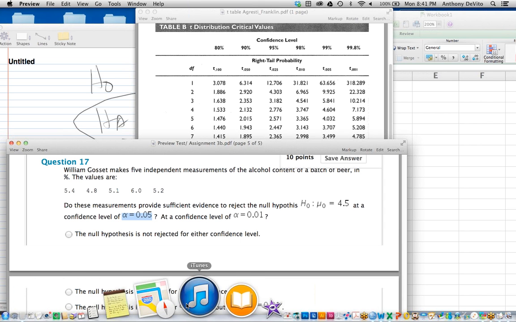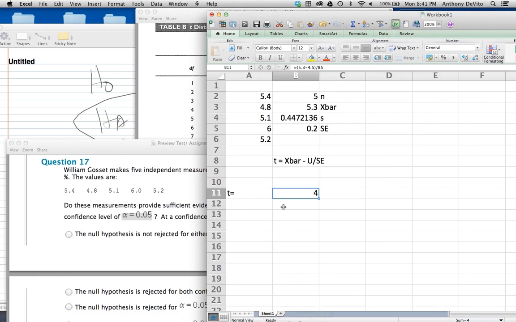2.7 and 4.6. Where'd it go? Here it is. 2.7. So let's see. T critical, okay, for alpha 0.05 is 2.7. T critical for alpha, in other words, a much more strenuous test, alpha is 0.01, is equal to 4 point, I forget what it was, 4.7 was it? Something like that. I forget, but it's big. Okay, so now T critical is equal to 2.7, 4.7.